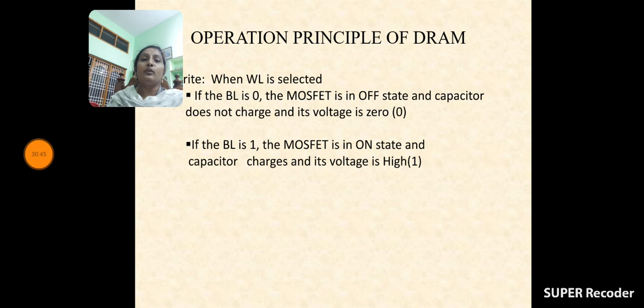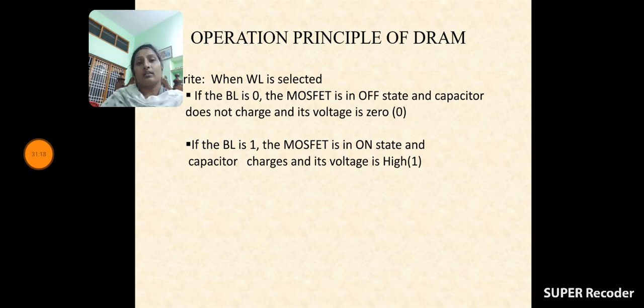See, when WL is selected, that means word line is selected. Okay, if the BL is 0, the MOSFET is in off state. Already I told this. If BL is 0, means only WL is in on condition, then BL 0. One is selected means other is 0. After selecting the WL, if we make BL 0, MOSFET is in off condition and capacitor is in discharge condition, the voltage across capacitor is equal to 0.